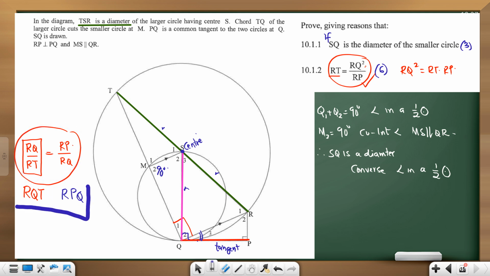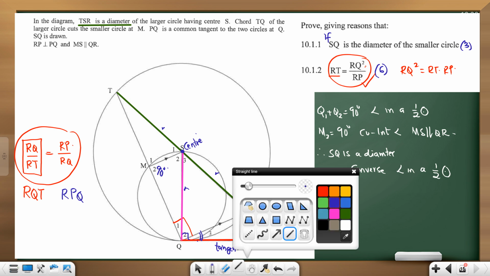Prove that those 2 triangles. Now, it's not in order here. You have to put it in order because they didn't give that to us. We formulated it. So, can we prove that those triangles are similar? Quickly, everybody. They are not in order. RQT and RPQ. The 3 triangles are not in order.